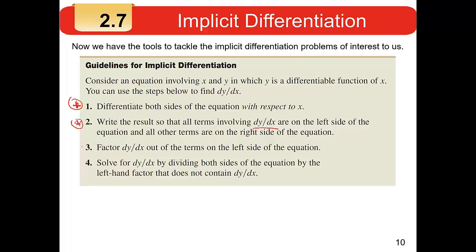And once you get that done, you'll be able to factor the dy over dx out. I'm saying the left side of the equation because that's the way most people do it. They put the dy over dx term on the left side. And once you get dy over dx isolated as a factor by factoring out of all the terms, then you can solve for it by dividing by whatever is multiplied by the dy over dx.